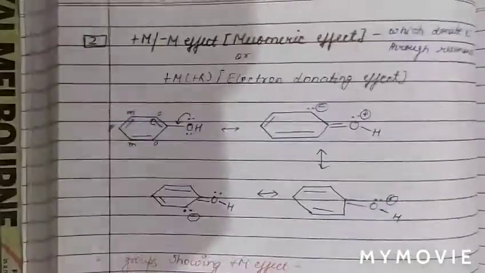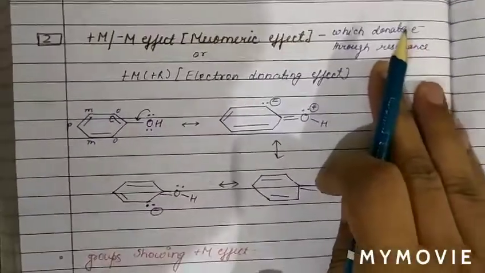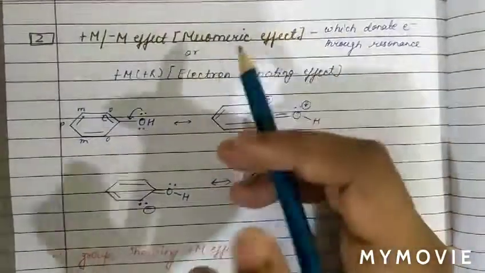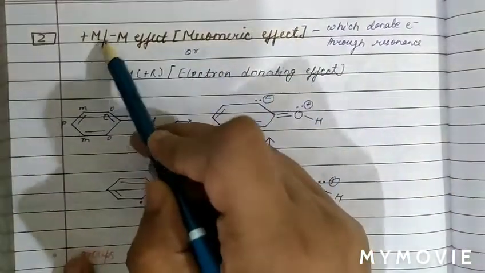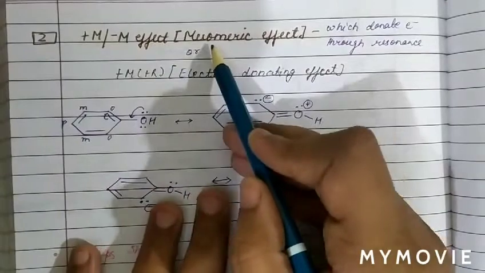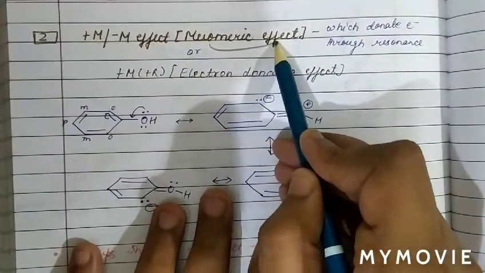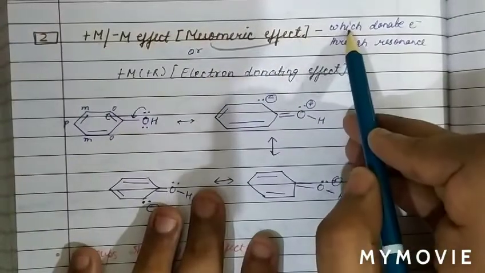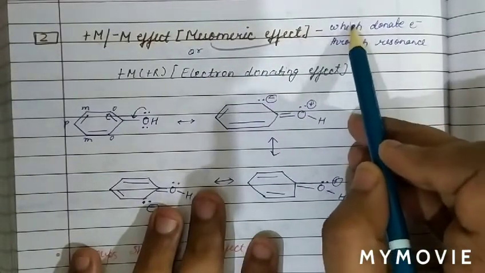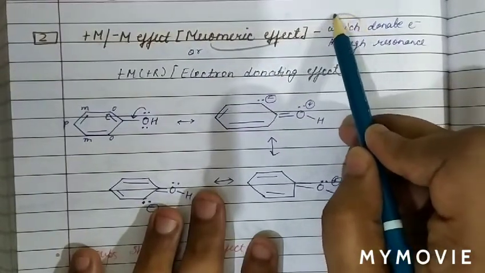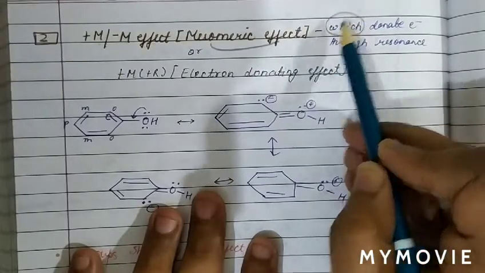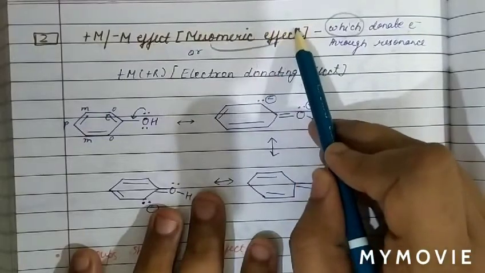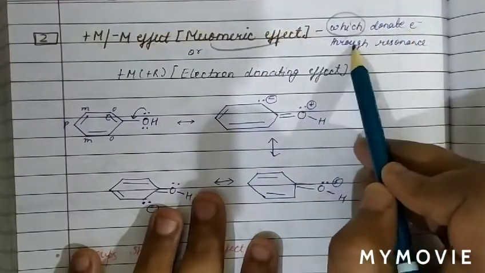Now we are going to discuss another application of resonance effect. See, another application of resonance effect is the plus M and minus M effect. We also call this effect the mesomeric effect. So what is the plus M effect? Mesomeric effect is the one which donates electrons through resonance.